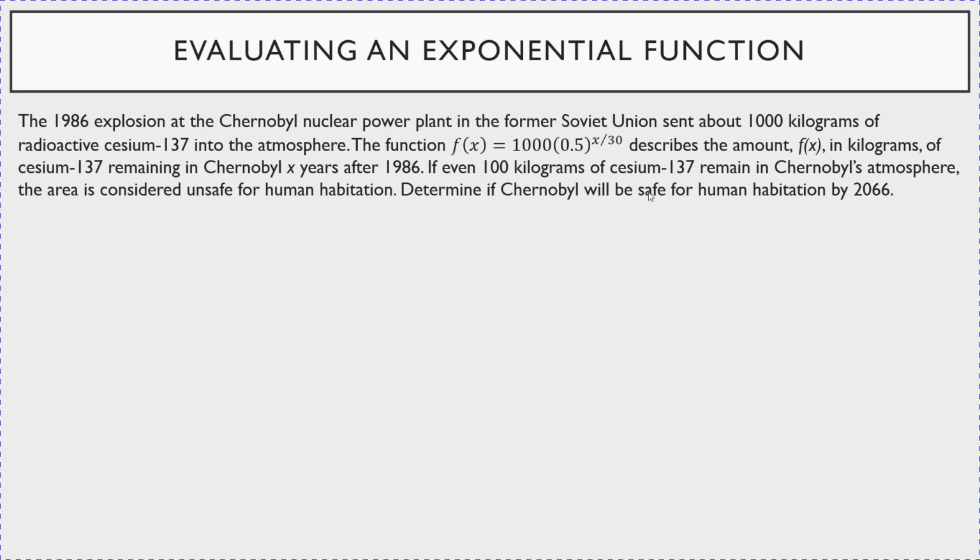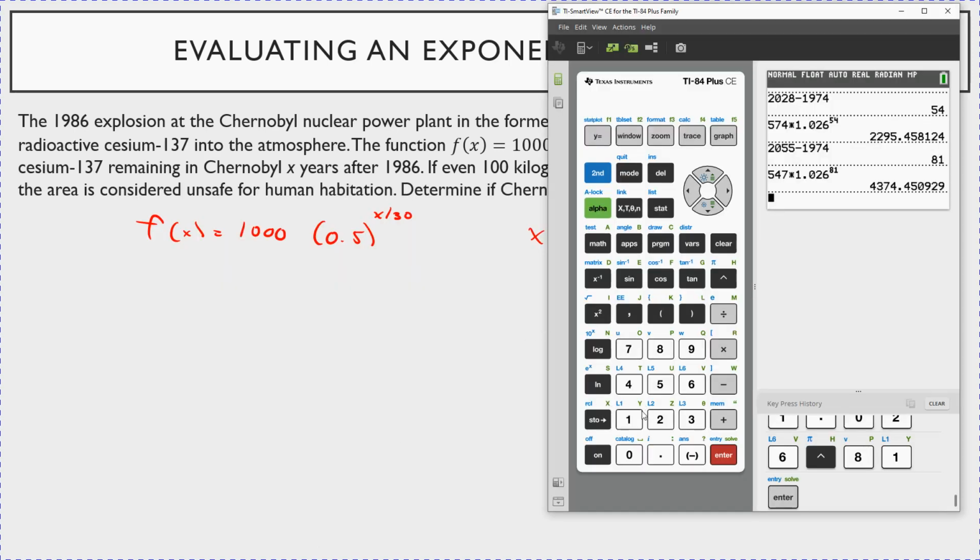So this function here, f of x is equal to 1,000 times 0.5 raised to the x divided by 30, describes the amount f of x in kilograms of cesium-137 remaining in Chernobyl x years after 1986. If even 100 kilograms of cesium-137 remain, the area is considered unsafe for human habitation. So determine if Chernobyl will be safe for human habitation by 2066. This function tells us how much cesium-137 is remaining at Chernobyl, and x is equal to years after 1986. So 2066 looks like that's 80 years after. But let's just verify.